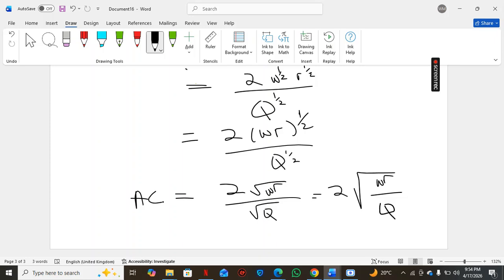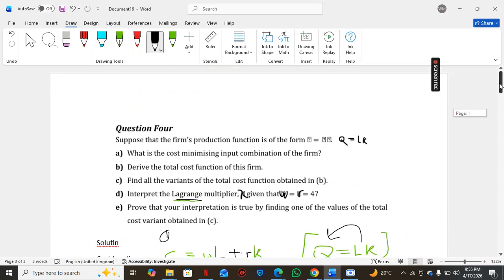Okay. Because when they're asking you to find the variance of the total cost function, they want the average cost, variable cost, which is the marginal cost. All right. But since time is not with us, next time we meet, we'll get the marginal cost. Okay. Which this lambda represents. See, when we reach this part here, which says interpret the Lagrange multiplier, this is similar to the marginal cost. This lambda here is similar to the marginal cost. Okay, the additional cost that you're going to incur when you produce one more unit.